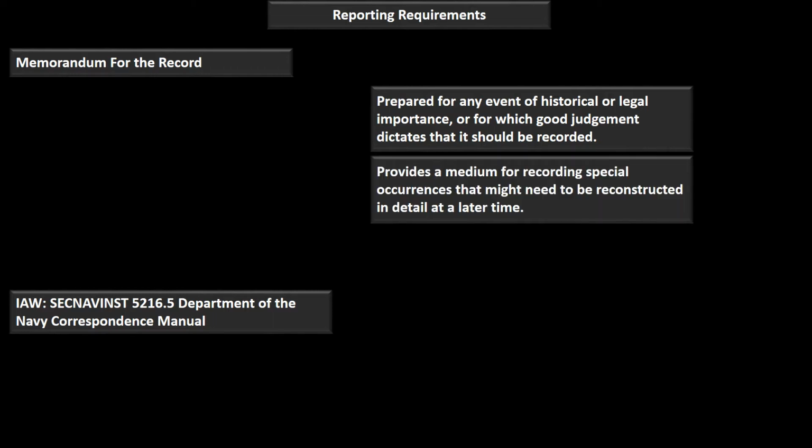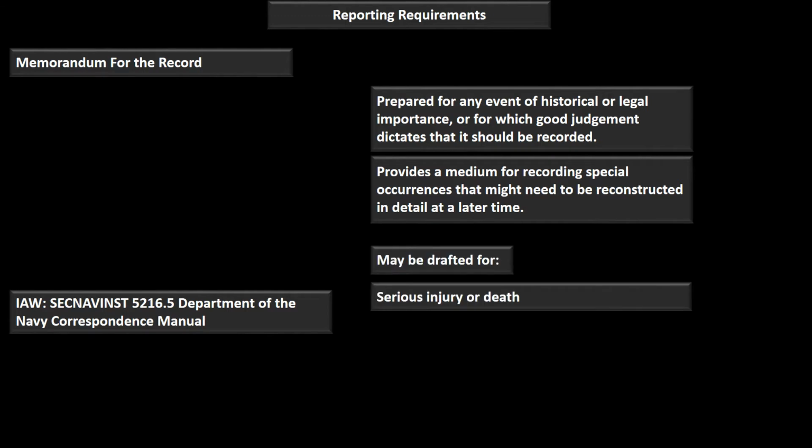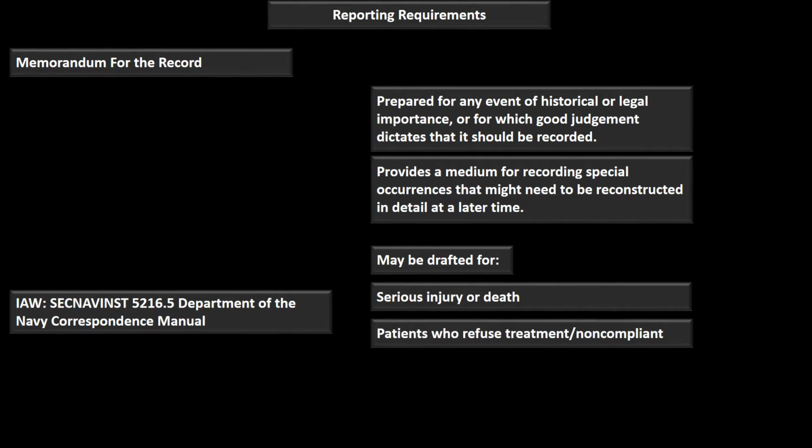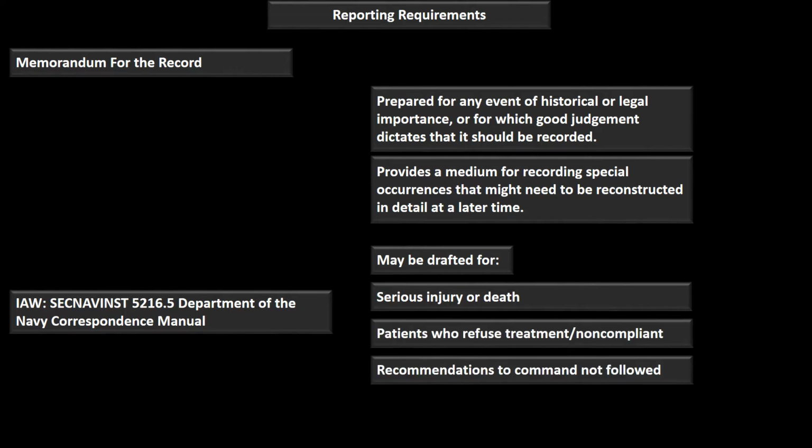So, some instances in which we would do that. Well, first off, it's a medium for recording special occurrences that might need to be reconstructed in detail sometime later, especially if it's legal, right? You might have to testify on that, so you want to document it, and like I said, in a memorandum for the record in accordance with the correspondence manual. So it might be drafted for a serious injury or death, a patient who refuses treatment or is non-compliant, and then also recommendations to the command that are not followed.